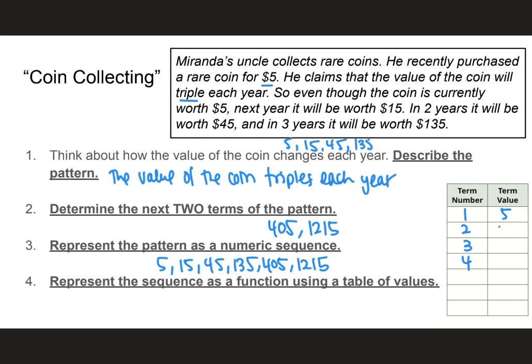So started at 5, then went to 15, 45, 135, 405, 1215.